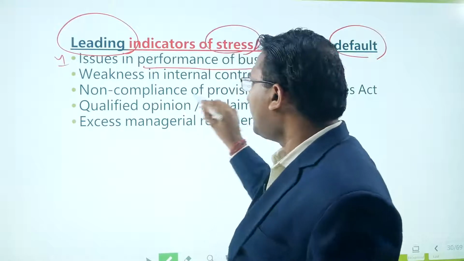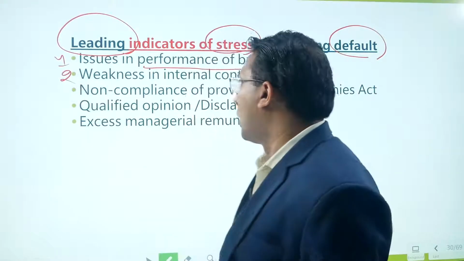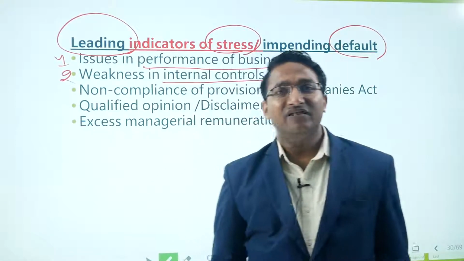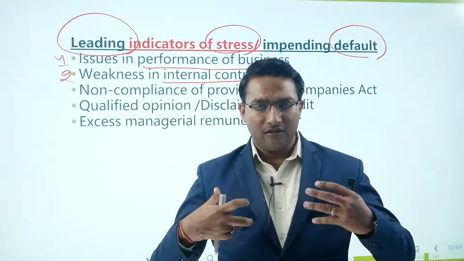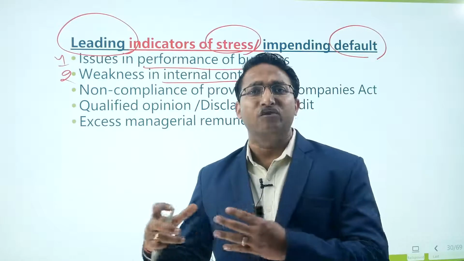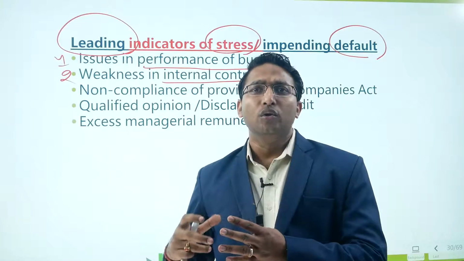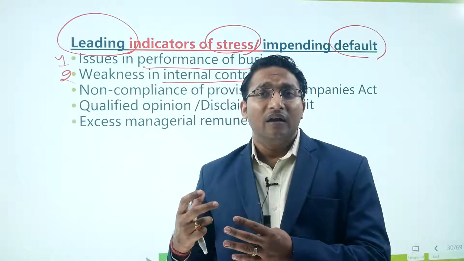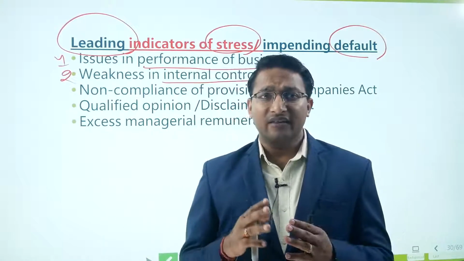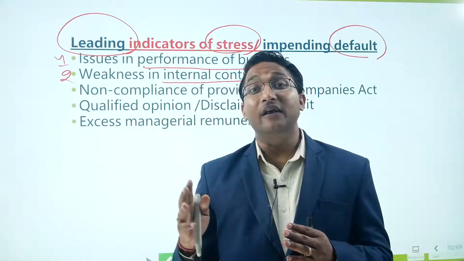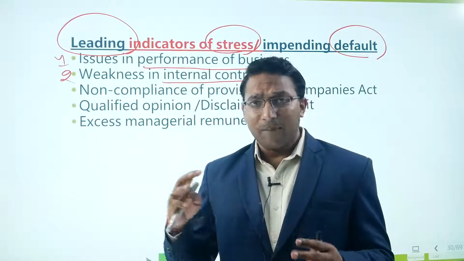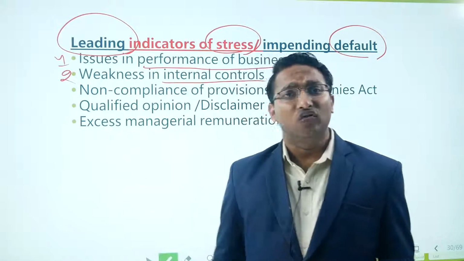the stress. Second, weakness of internal control. Internal control means the checks and balances which are applied within the company. For example, internal audit, the systems and procedures, right? Standard operating procedures, SOPs. So whether they are existing, whether a few number of people are having extraordinary power and the rest of the people are having no power at all. So if that power imbalance is there, then this is not good for the internal control.